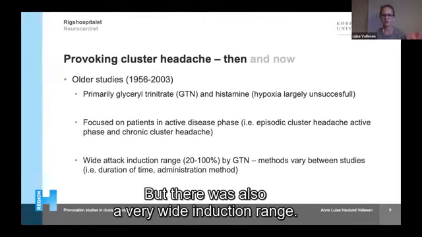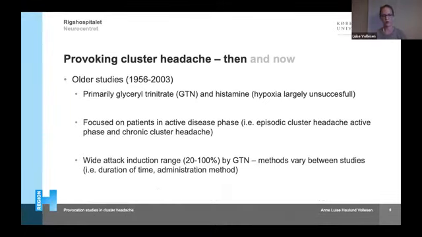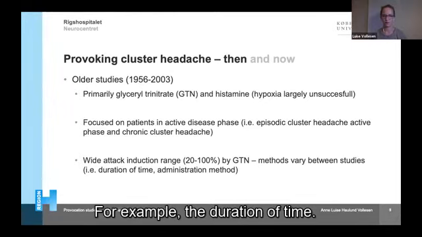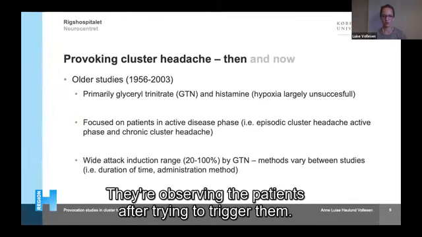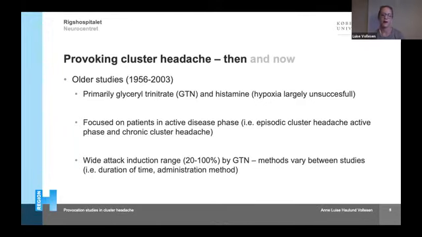But there was also a very wide induction range. So for example, for GTN, I've seen studies anywhere between 20 to 100% induction rate, probably because the methods between these studies vary somewhat. For example, the duration of time they're observing the patients after trying to trigger them, and the administration method too can differ between these studies.